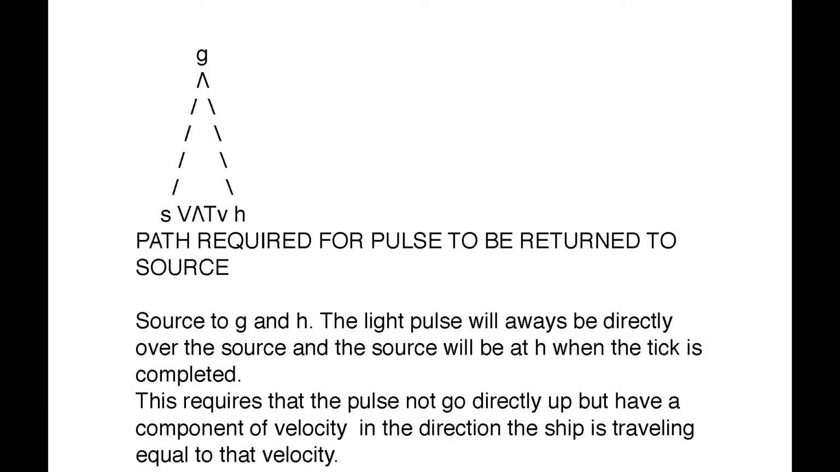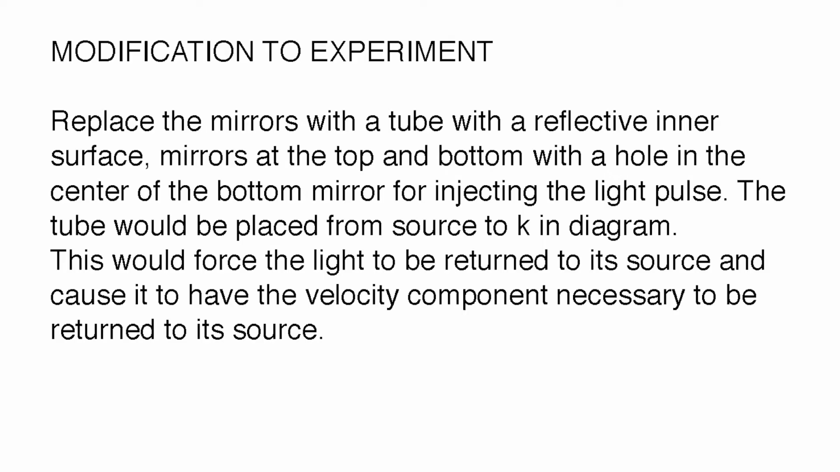The path required for a pulse to be returned to the source: the source will go from G and H. The light pulse will appear directly over the source, and the source will be at H when the tick is completed. This requires that the pulse not go directly up, but have a component of velocity in the direction the ship is moving equal to that velocity. I don't believe that this can be assumed, and therefore a tick can't be completed, and if it is observed, it isn't happening.